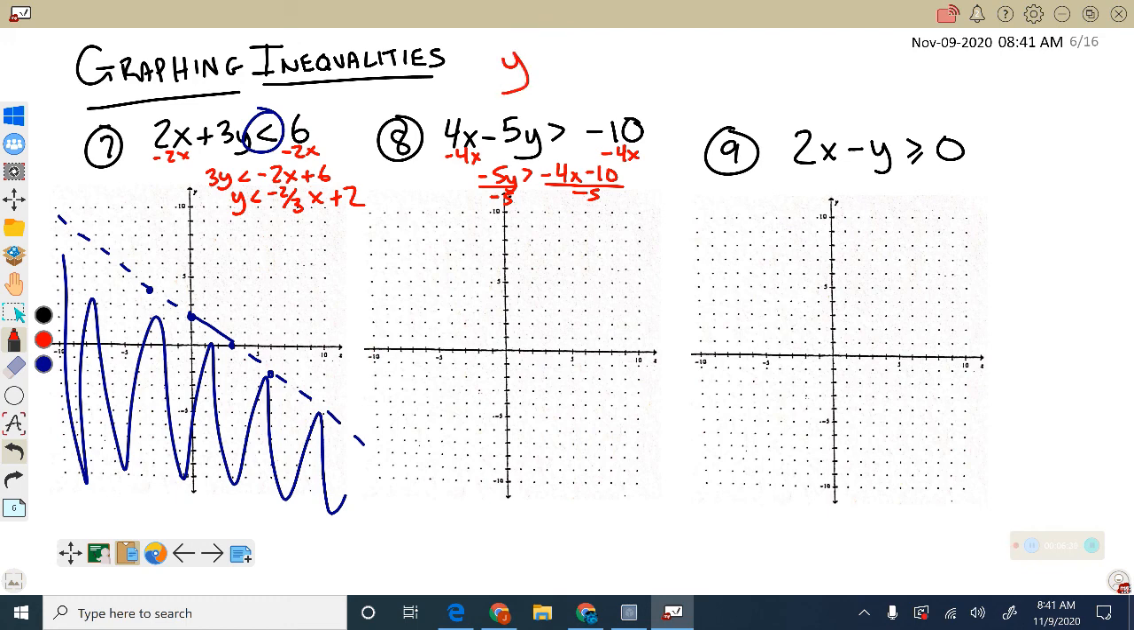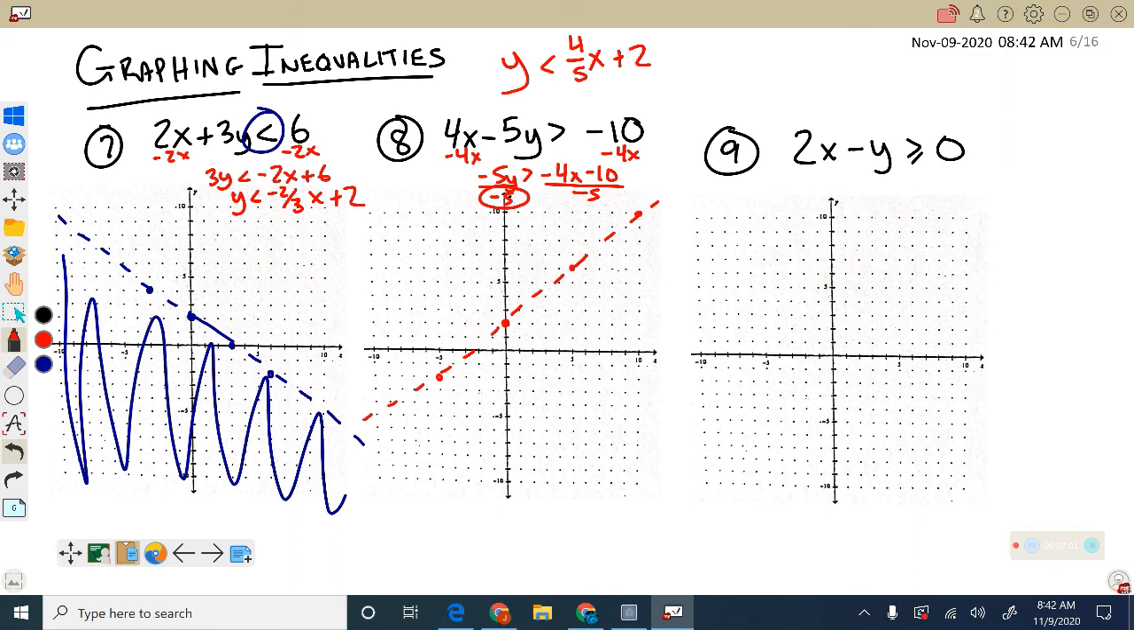So y is 4/5 x, and it'll become positive 10, but notice we divided by a negative 5. Flip that sign around. Now, that'll be really important for the shading, especially in a multiple choice question. You'll go still starting at 2, going up 4 to the right 5, up 4 to the right 5, or down 4 to the left 5.